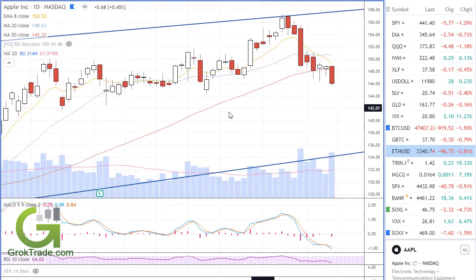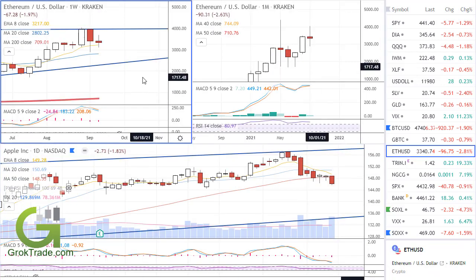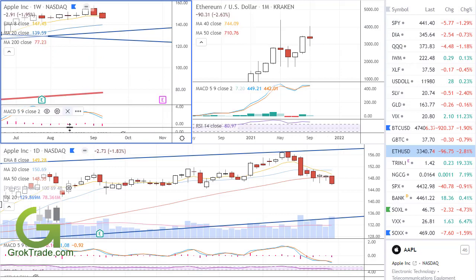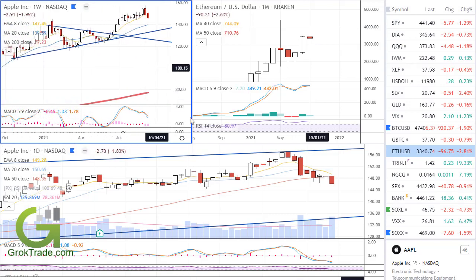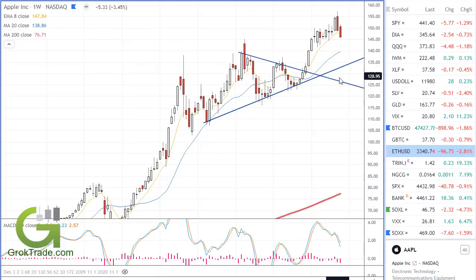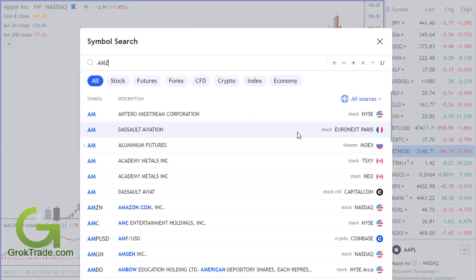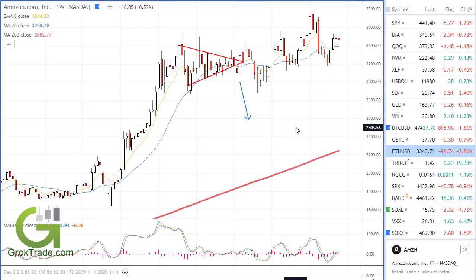Looking awful bad. We have some support levels coming in. It's sitting at support levels. But if I look at this, and let's say I go over here to the weekly on Apple, just take a quick look. Yeah, the problem with the weekly is we have a lower high and a lower low, and we're below the 9 EMA. So I would not want to be holding Apple right now at all. Quick look at Amazon.